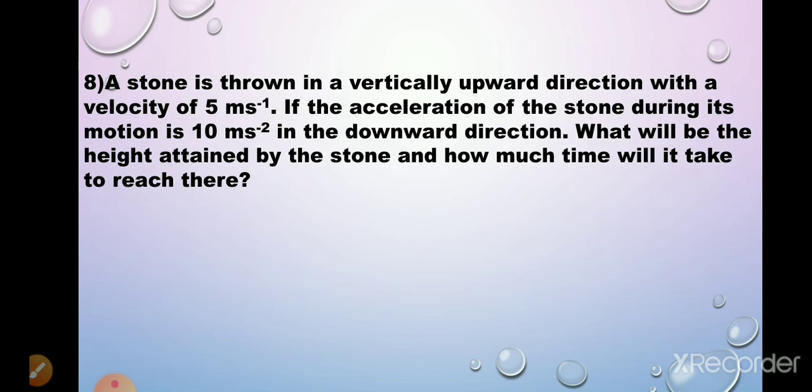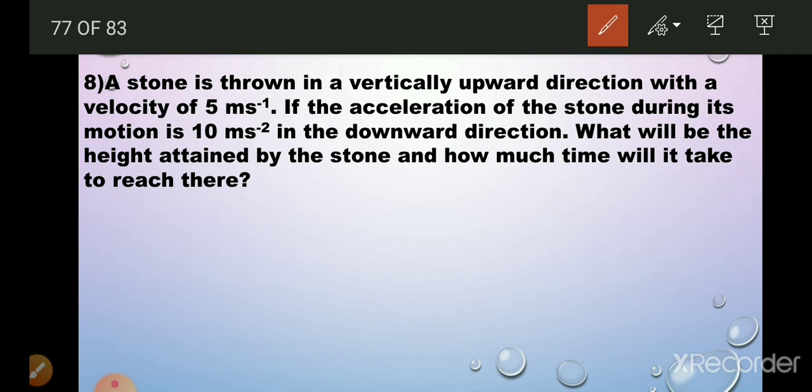A stone is thrown in a vertical upward direction with a velocity of 5 meter per second. If the acceleration of the stone during its motion is 10 meter per second square in the downward direction, what will be the height attained by the stone and how much time will it take to reach there? So to solve the problem, see what is given. Vertically, the stone is thrown upward with a velocity of 5 meter per second. Initial velocity is given, that is u is equal to 5 meter per second.